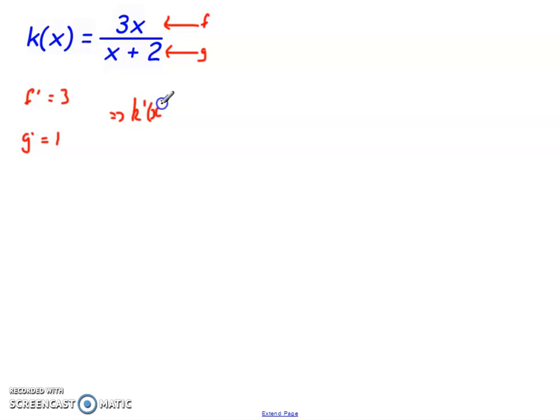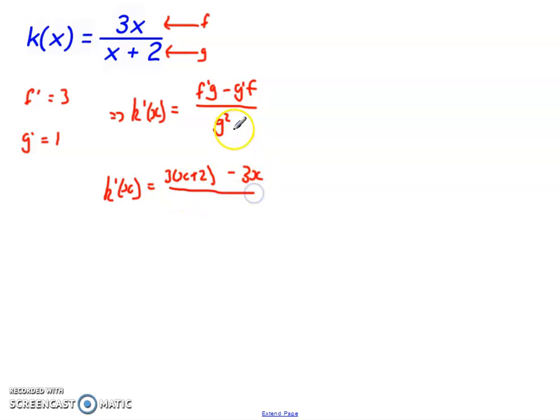So k dashed of x equals f dash g minus g dashed f all over g squared. So that's our quotient rule formula there. So all we do now is take the parts and substitute them in. So k dashed x equals f dash g, so that's 3 times x plus 2, take away g dashed f, so take away 1 times 3x, so just take away 3x, all over g squared, so all over x plus 2 squared.